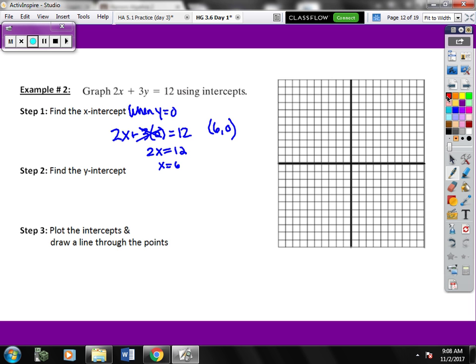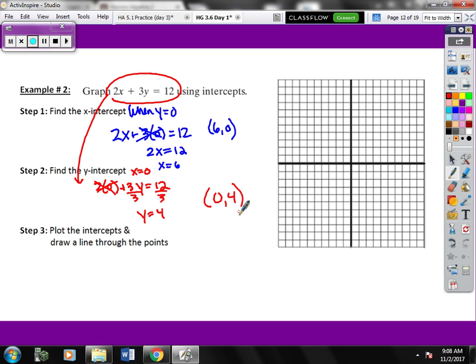Finding the y-intercept, that occurs when x equals 0. So taking the equation again, but plugging in 0 for x this time, we'll get 2 times 0 is 0. 3y equals 12. We'll divide both sides by 3. We'll get y equals 4. So that would be (0, 4).